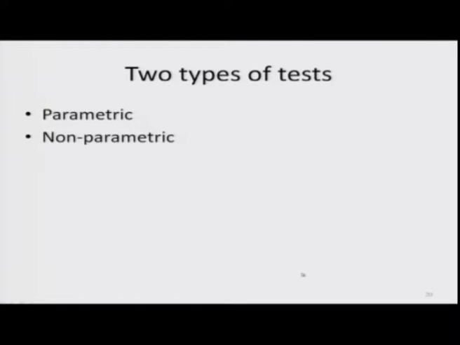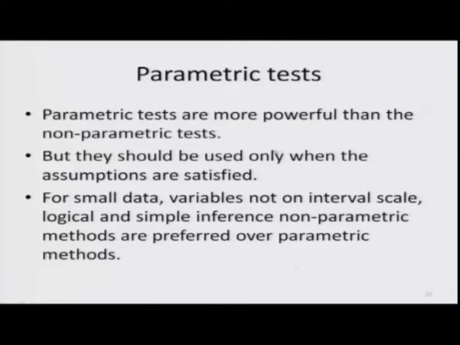There are two types of tests, parametric and non-parametric tests. Parametric tests are more powerful than the non-parametric tests, but they should be used only when the assumptions of parametric tests are satisfied. For small data, variables not on an interval scale, and logical and simple inference, non-parametric methods are preferred over parametric methods.